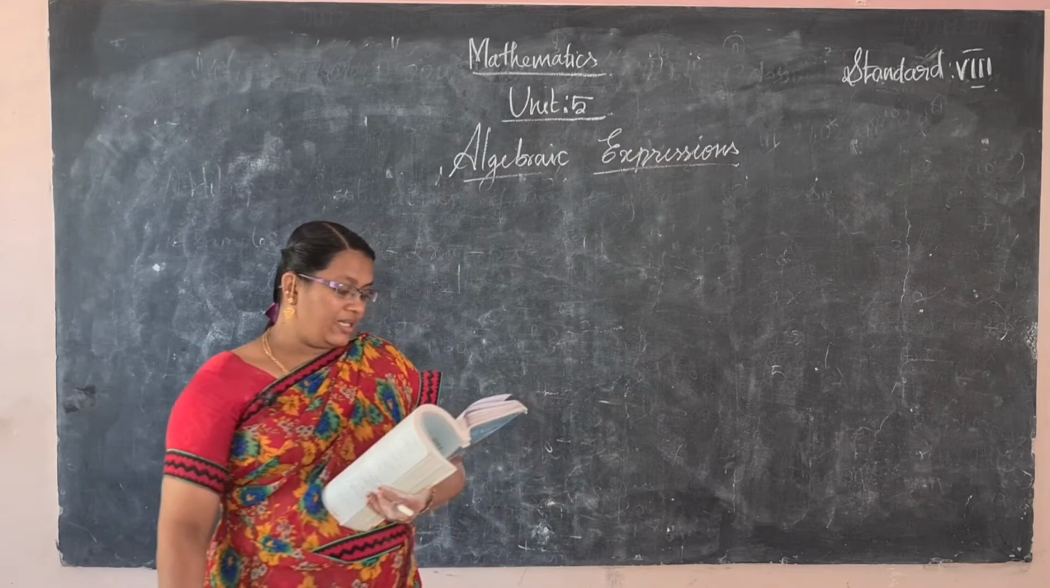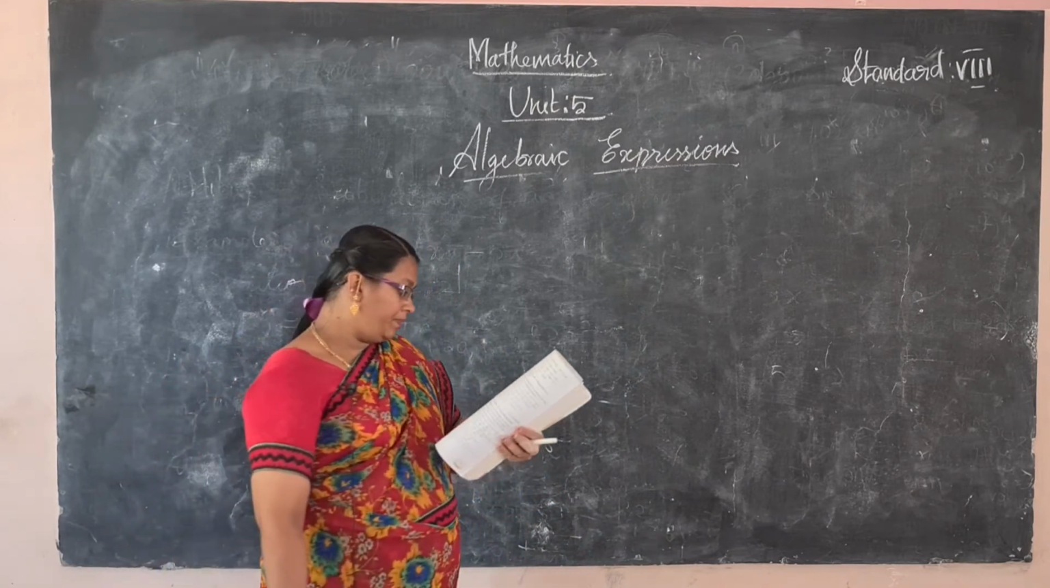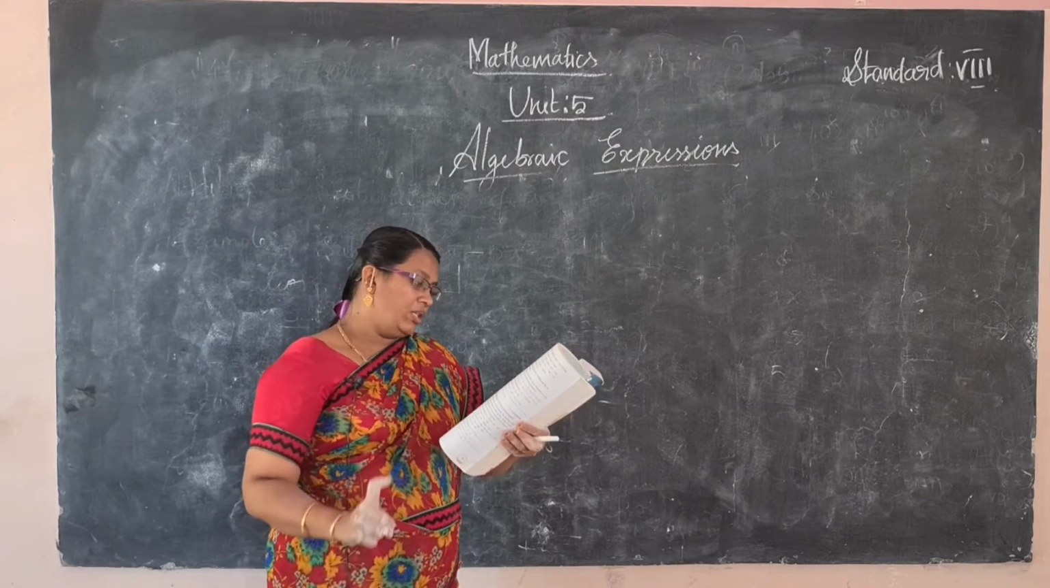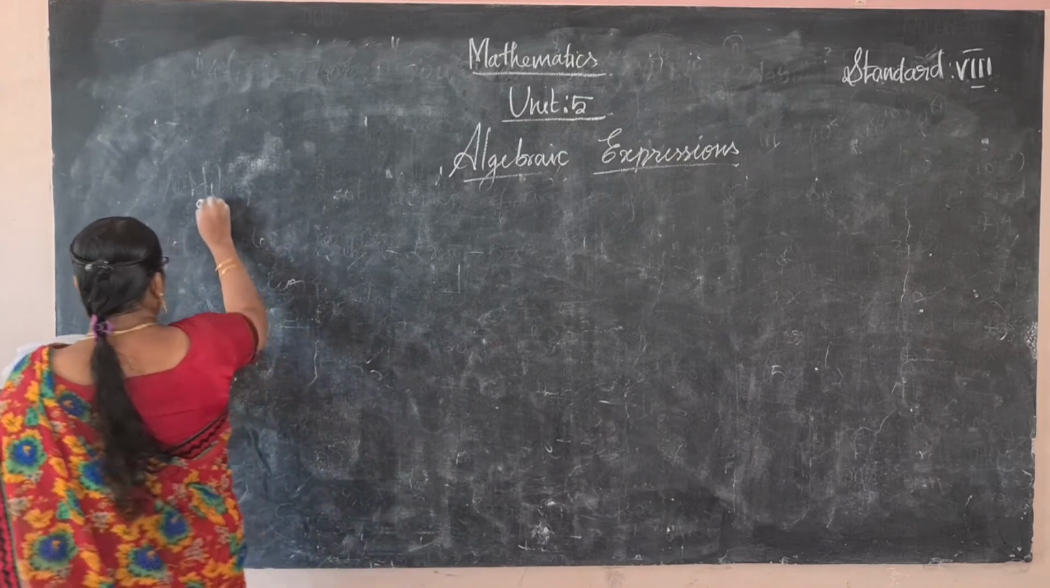And then next, write the degree of the following polynomials. I will do C and D. The first 2 are homework. First 2 are homework. C and D, now do it.